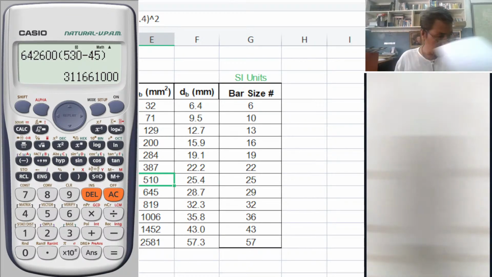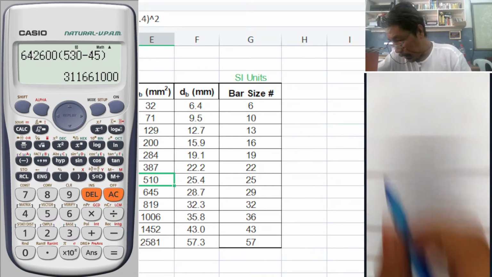So let us move on to the next problem. Problem number 3.